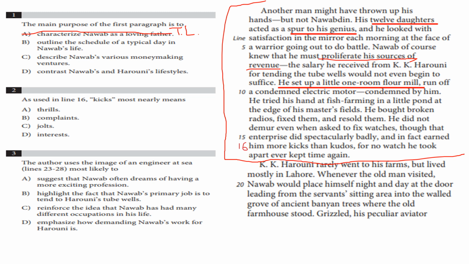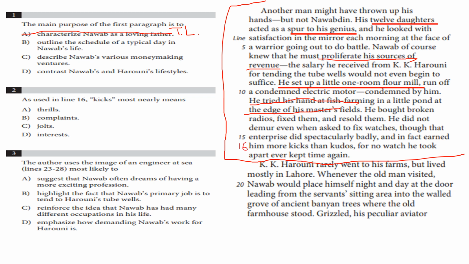Outline the schedule of a typical day. It's not just a typical day, and you know why? He tried his hand at fish farming at the edge, and that must have been past tense because he didn't do this all day. This is talking about Nawab, who of course knew that he must proliferate his sources of revenue. The salary he received from KK Haruni for tending the two wells would not be enough to begin to suffice. So this is an ongoing thing.